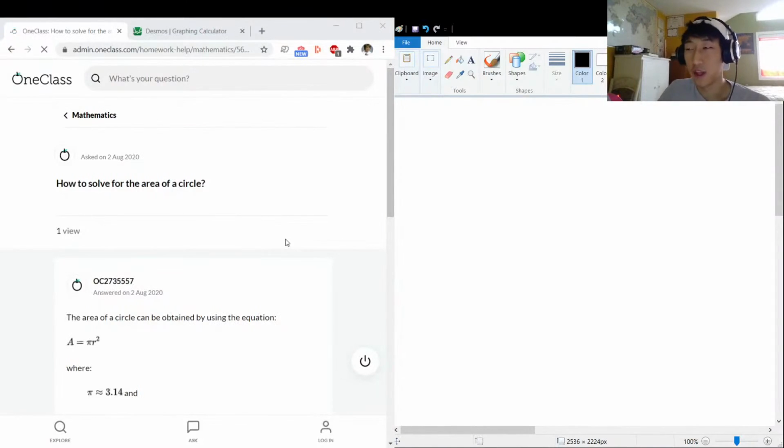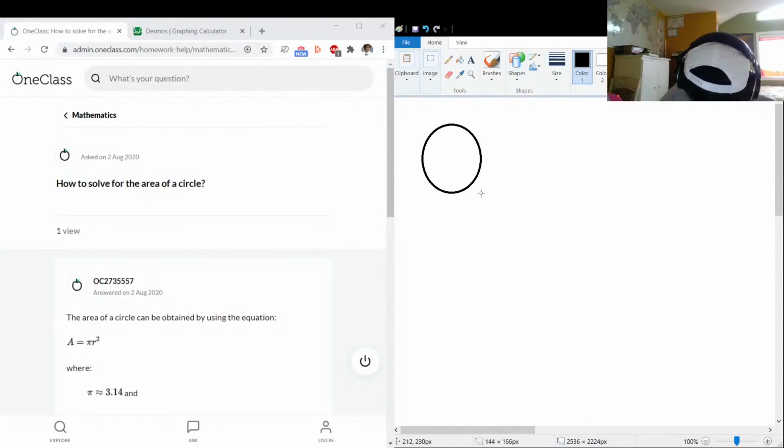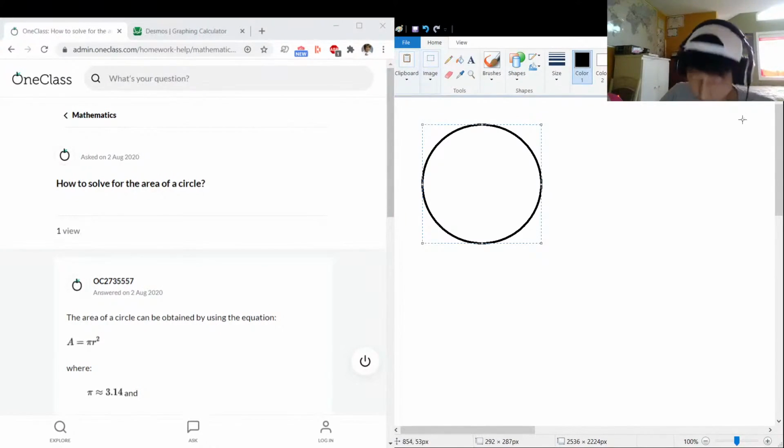Okay, so the next question that we have on the menu is how do we solve the area of a circle? Let's see if I can draw a nice circle here. So if this is our circle, the area of the circle is just what is enclosed inside. Well, let's say right here, that's the center of our circle.